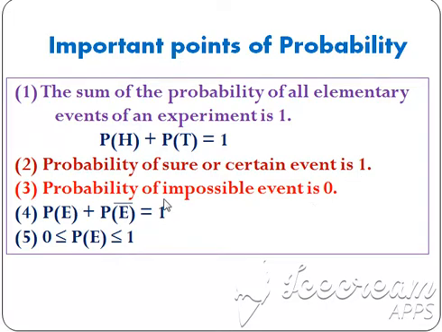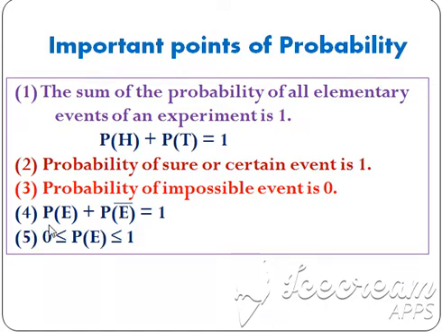Third point, the probability of an impossible event is 0. What is the meaning of an impossible event? One which can never occur. If we toss a coin and get a third outcome other than head and tail, that is an impossible event. Or the sun rising from the west is considered an impossible event. For an impossible event, the probability is always equal to 0.